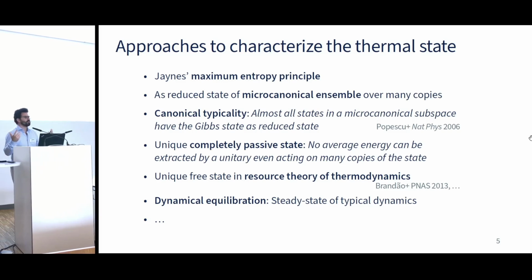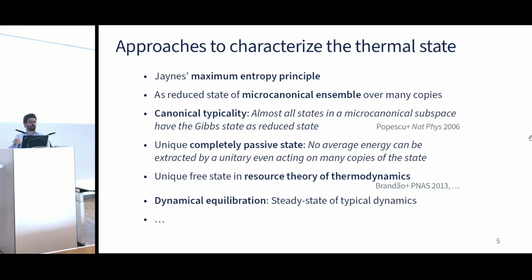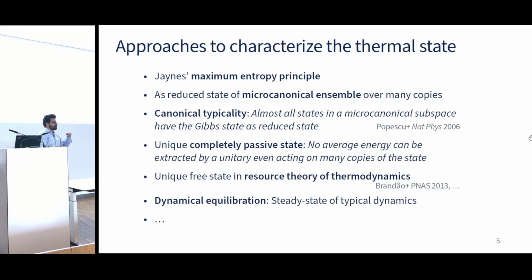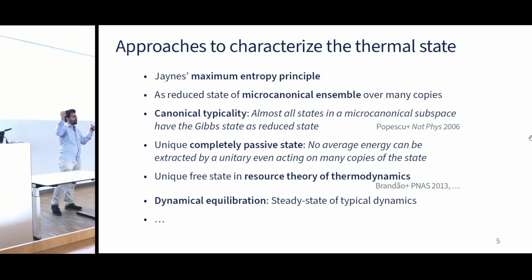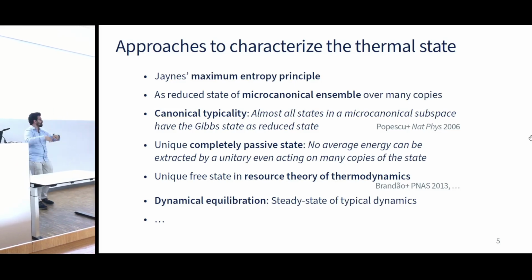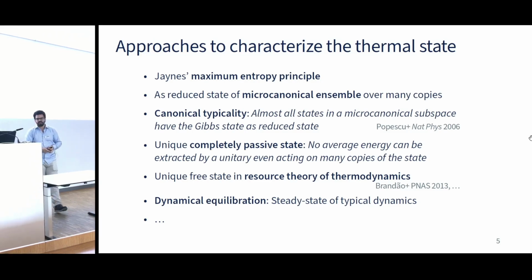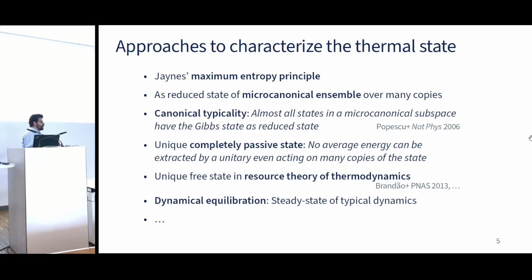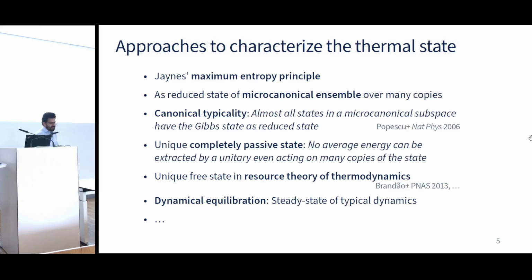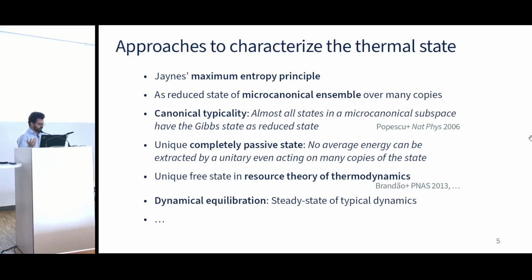Now, this Gibbs thermal state, there are actually many ways of characterizing it, of identifying it. We can identify it, as we just said, through Jaynes' maximum entropy principle. There's another textbook approach to say what is the thermal state, and that is to look at a microcanonical ensemble over, say, many copies of a system or the system in a large bath, and then to look at the reduced state of that on a single system. And there are other approaches, like what happens if we have, again, a microcanonical ensemble, but we don't take some type of mixed state over this subspace. We really pick almost any state in the subspace, which gives rise to things like canonical typicality.